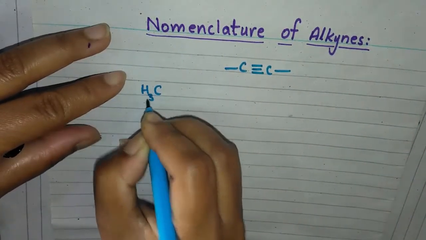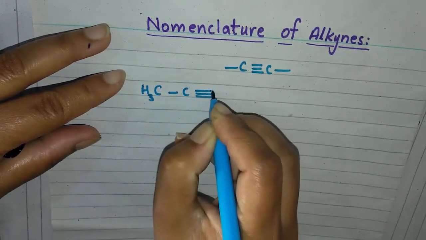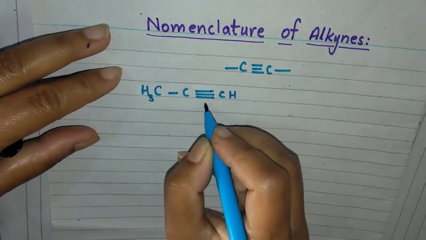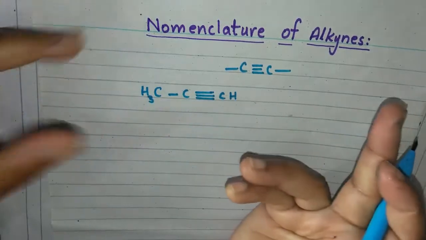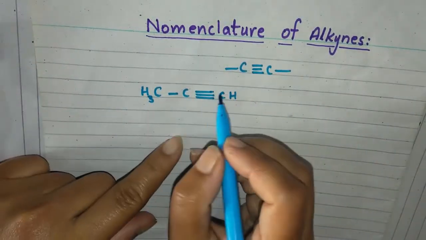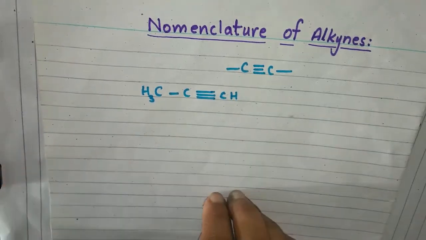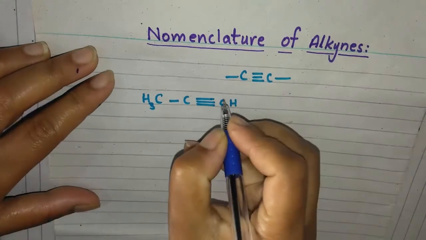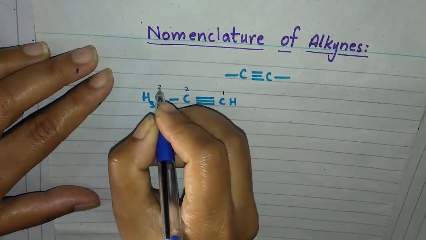CH3, carbon, triple bond, and carbon hydrogen. Triple bond is present, so this will be straight, and this is all a straight chain. We will start numbering from that end of the carbon which gives the least number. Starting from here, 1, because it will contain these numbers, 2, 3.